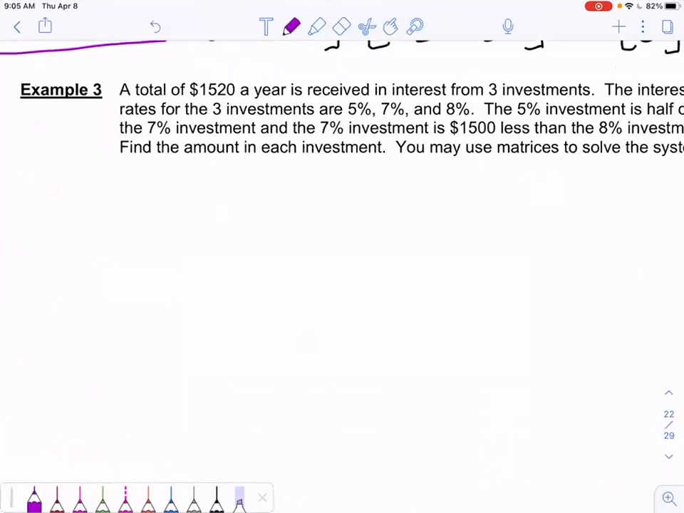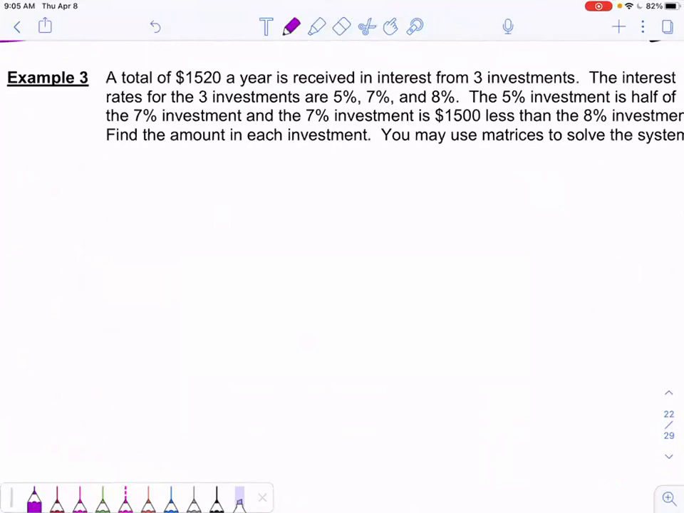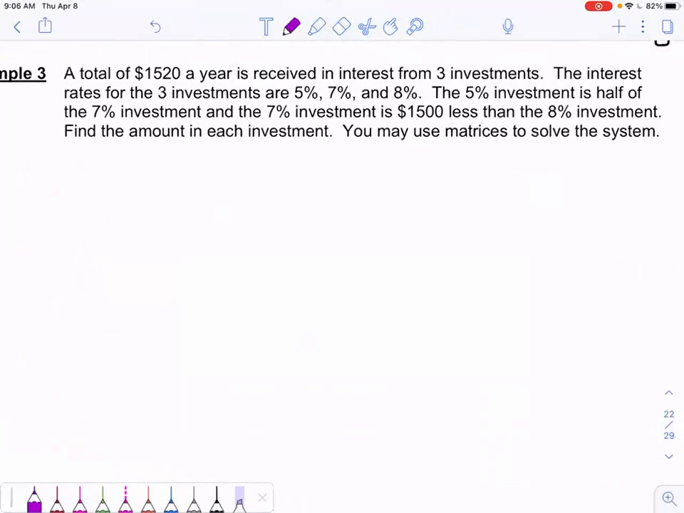So this is example 3 in your packet. I just want you to be able to write a system of equations, and this one's very similar. A total of $1,520 a year is received in interest. So that means instead of you having to pay it because you're borrowing money, this is extra money that you are gaining because you're investing money.